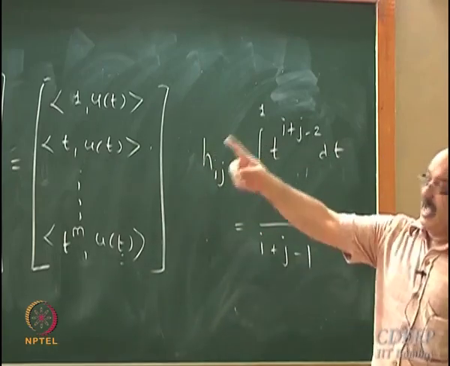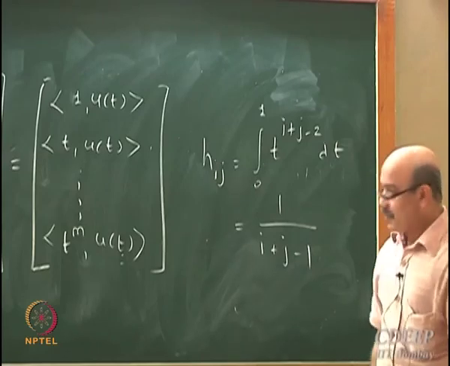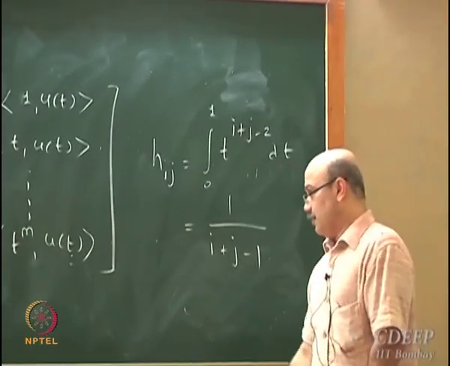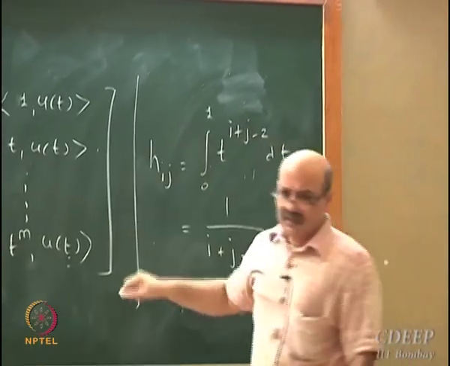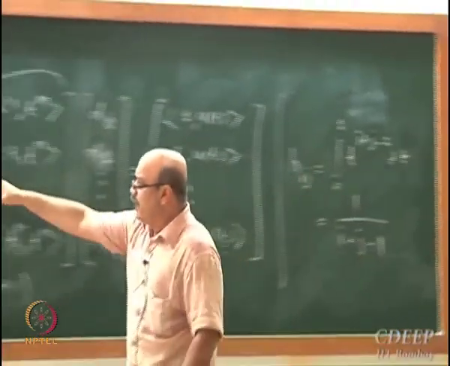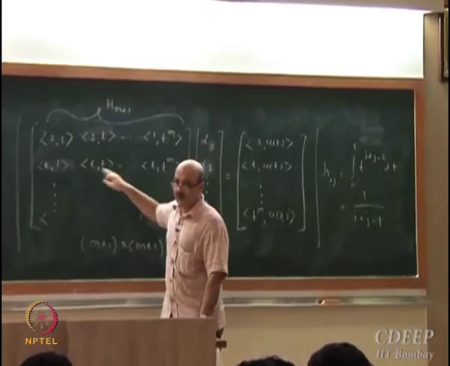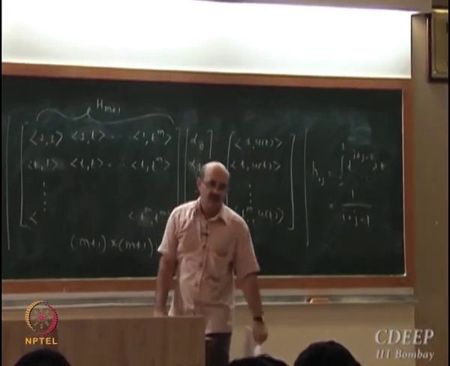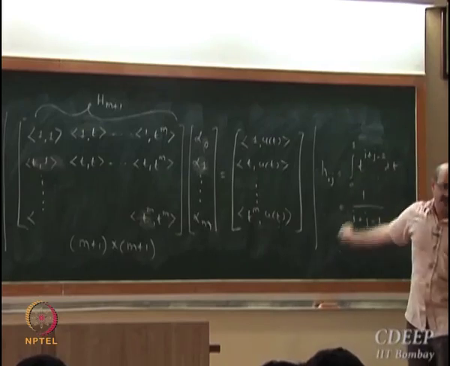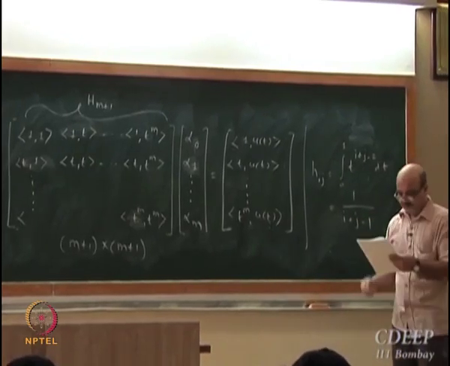Well, why I have called this H will become clear soon. Because what you get here is a famous matrix called the Hilbert matrix. You can show that the elements of this matrix are inner products of t squared, t cubed, t to the power 4, t to the power 5. So I have just given a formula for the general ijth element of this. You can very easily verify this. You will get this.